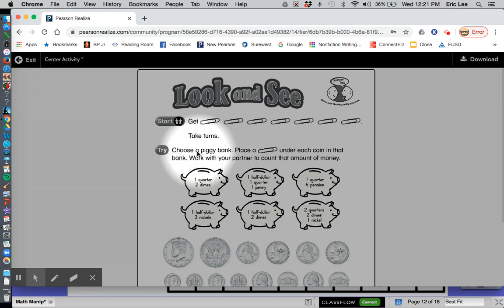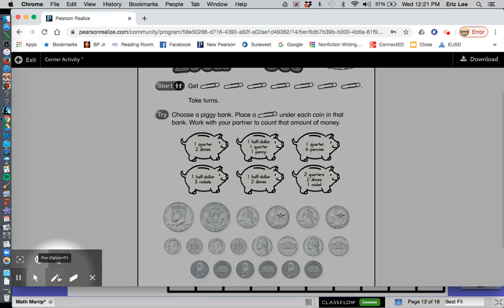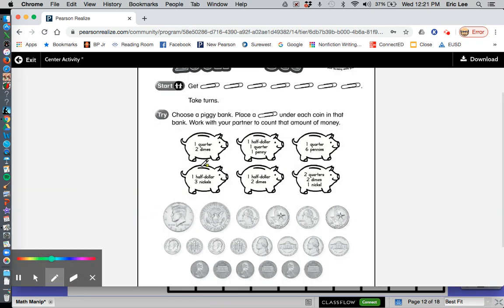So you are going to choose a piggy bank. You're going to put a paper clip under each coin in that bank. So work with your partner to count that money. If it's my job, here's what I would do first. I'm going to pick a piggy bank. I'm going to do this one right here. So it has a 50, it's got a quarter, and it's got a penny. So I'm going to circle that one so you can remember which one I'm doing.